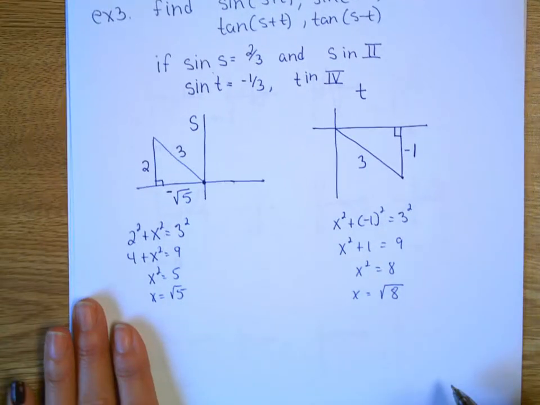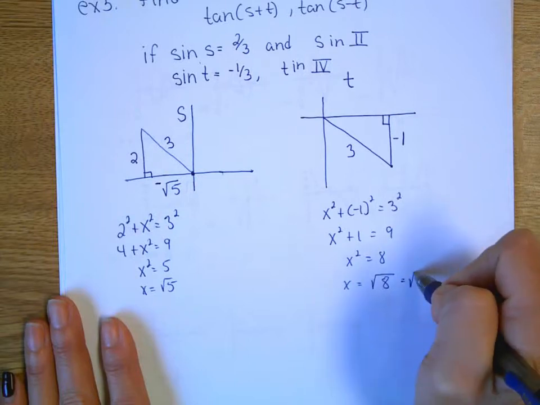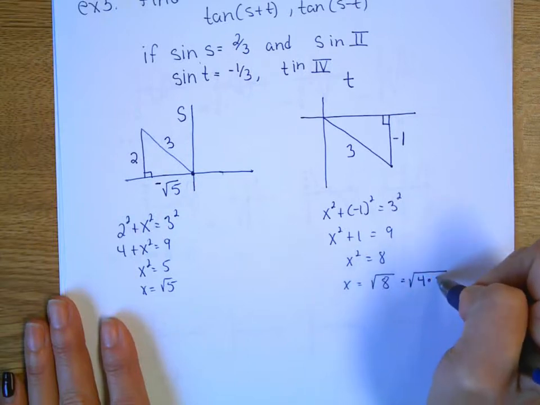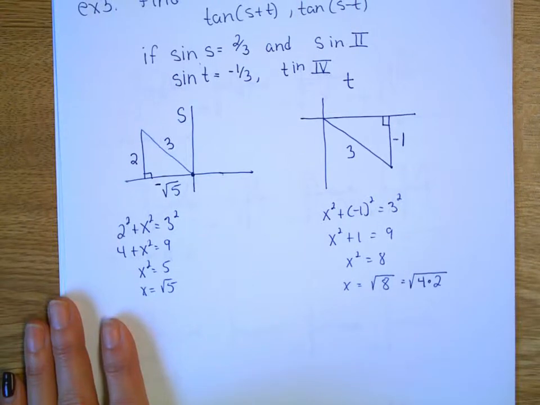Okay, many of you forgot to simplify square root of 8. Because 8 is 4 times 2. What is its simplest radical form? 2 square root of 2.